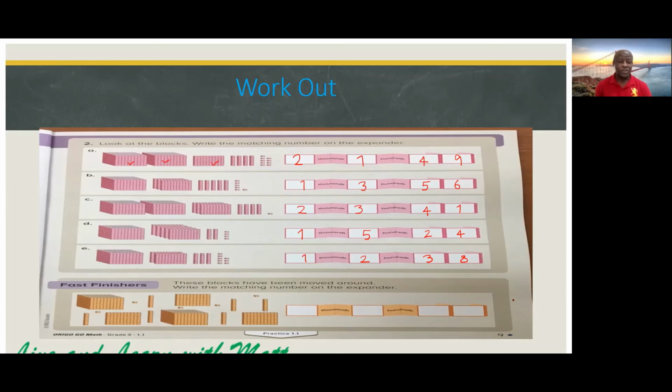The fast finisher: these blocks have been moved around. Write the matching number on the expander. Please do it. And I'm going to give you the answer later. For the fast finishers, we have 2,000. And 65, that's correct.